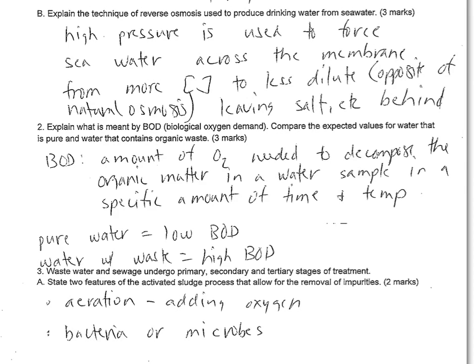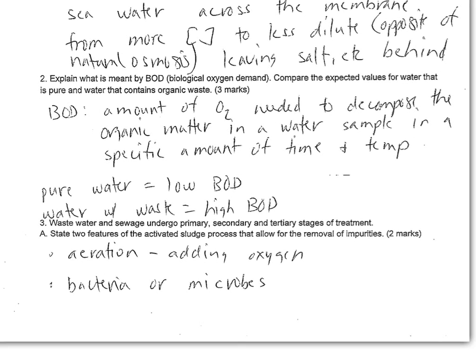Number 2, explain what is meant by biological oxygen demand and compare the expected values for water that is pure and water that contains organic waste. So BOD is the amount of O2 needed to decompose the organic matter in a water sample in a specific amount of time and at a specific temperature. So pure water would be expected to have a very low BOD level, very low oxygen demand because there's not much organic matter in there to be dealt with. Whereas water with organic waste is going to have a higher BOD.